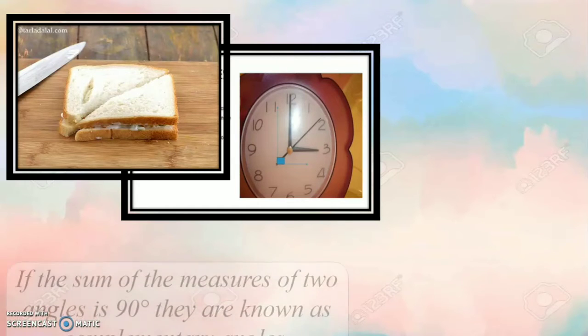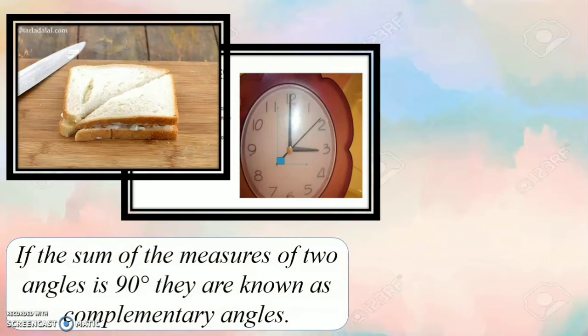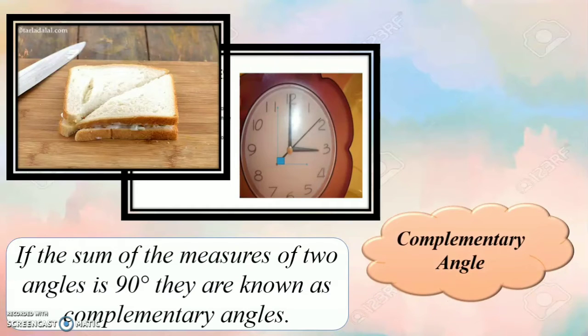So, if the sum of the measures of two angles is 90 degrees, they are known as complementary angles. That is, when you add two angles and you get 90 degrees, then those angles are called complementary angles.